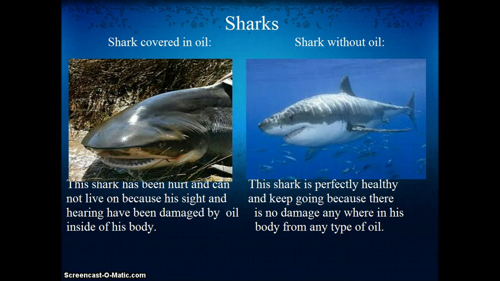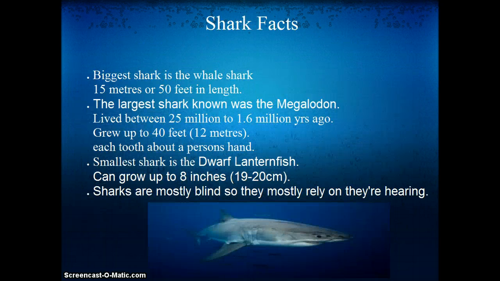Sharks. These are some pictures of healthy sharks and hurt sharks. This shark on the left has been hurt by oil. It damaged its sight and hearing, and on this side, the shark without oil is swimming peacefully, hunting and surviving another day. So some facts about sharks: the biggest shark is the whale shark, 15 meters to 50 feet in length. The smallest shark is a dwarf lanternfish, about 8 inches, or 19 to 20 centimeters. Sharks are mostly blind, so they rely on their hearing a lot.